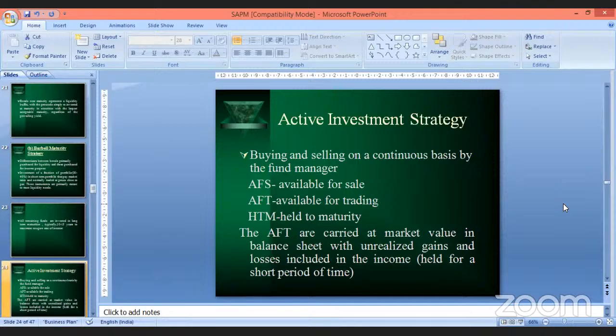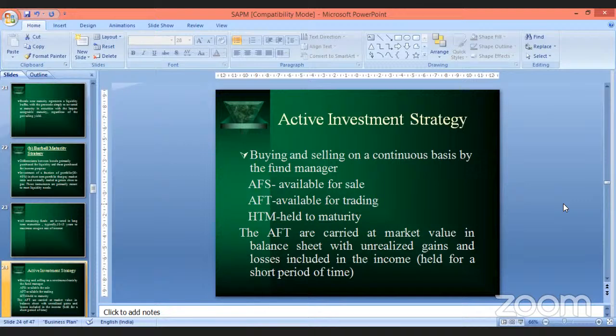Active investment strategy means trying to buy on a continuous basis, that is, on a regular basis, by the fund manager. Fund managers are professional investors. They have professional knowledge about the stock market, the money market, the economy, and companies or corporates. So it is buying and selling on a continuous basis by the fund manager.